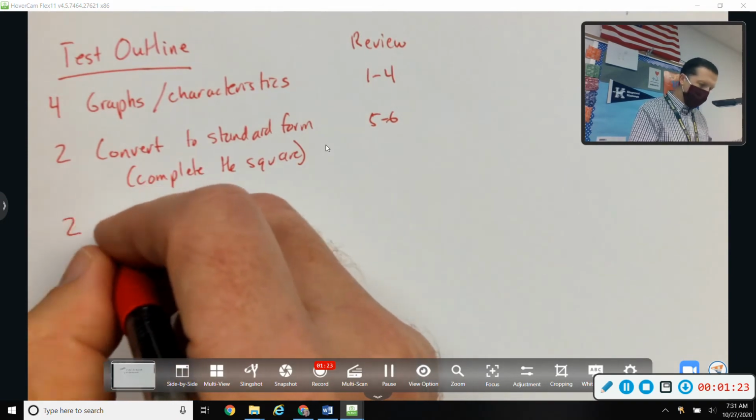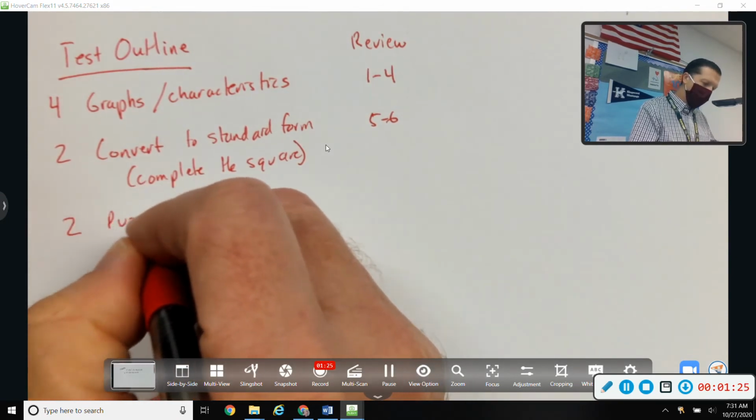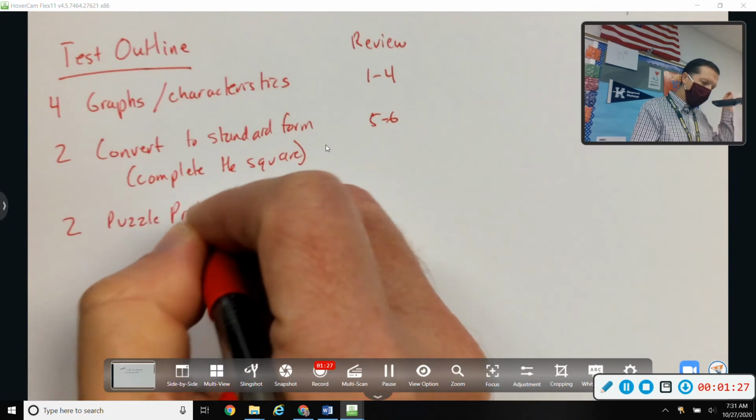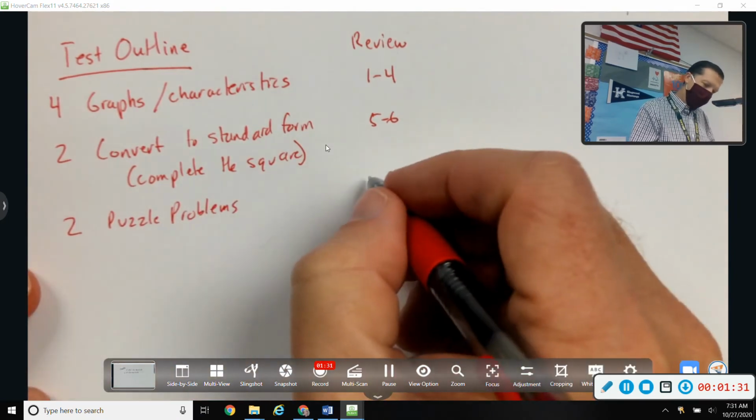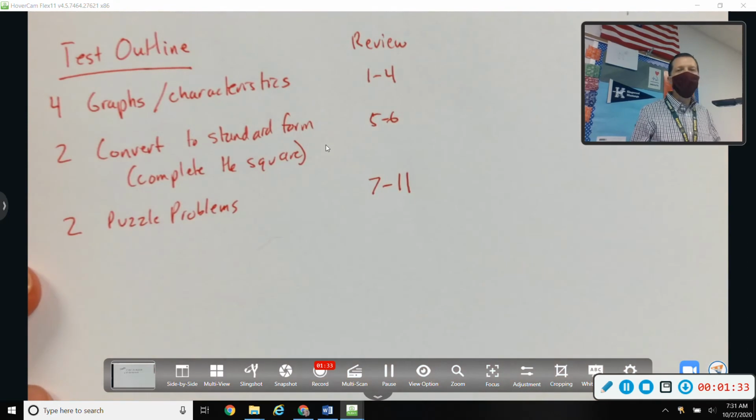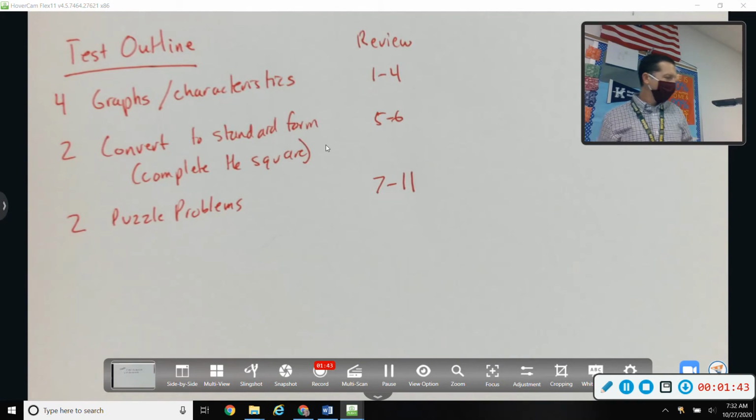There's 2 puzzle problems. And by that I mean we give you some information and you have to come up with the equation. That's like 7 through 11 on the review. You know, we tell you the length of the major axis is this, and the foci are here and here, and you got to kind of figure out what all the rest of the pieces are. So there's 2 of those.